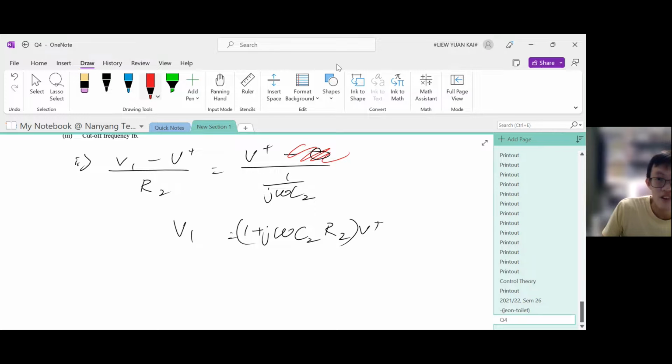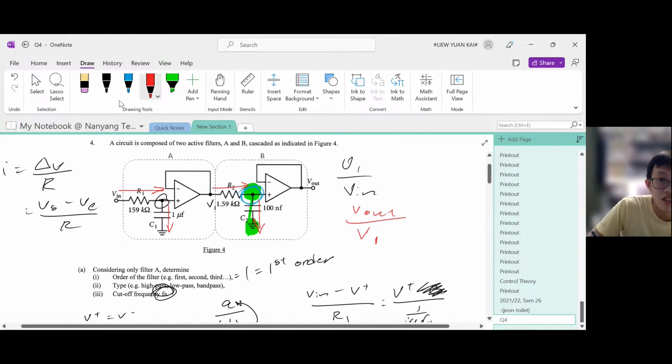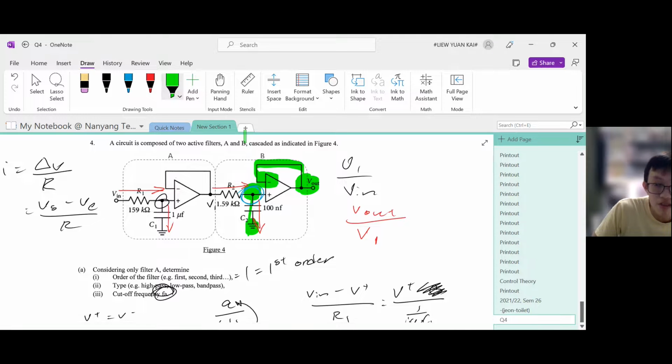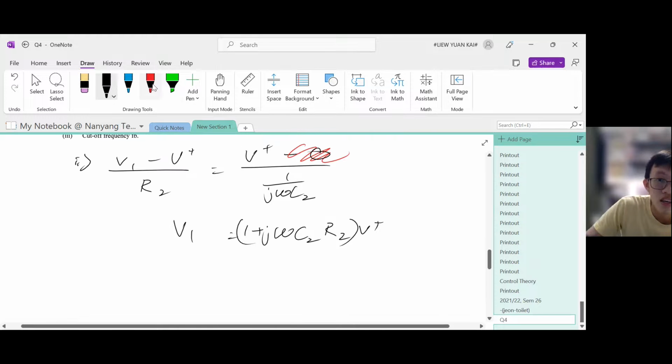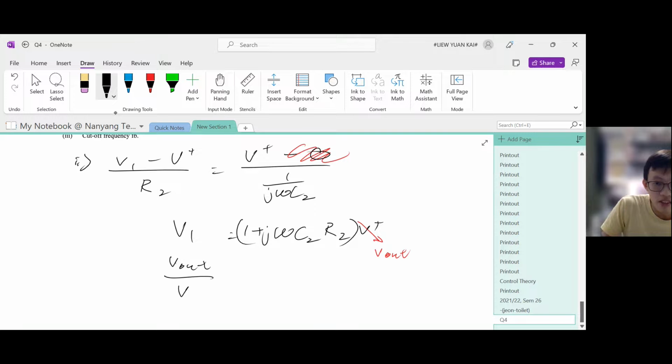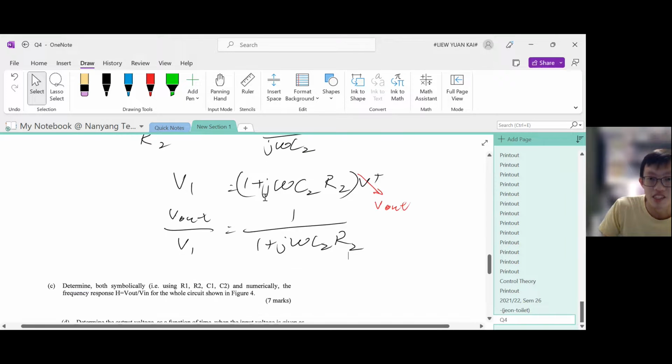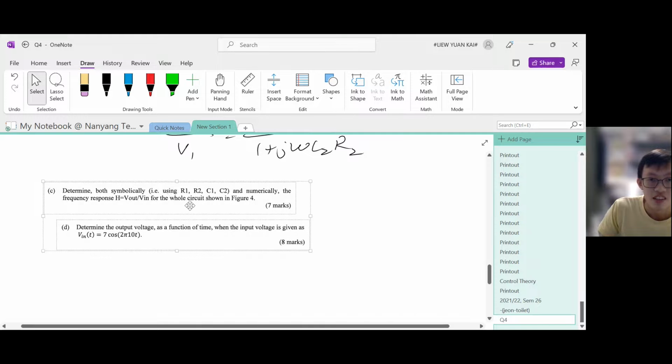Then we know from the diagram that V out is nothing but V minus, and we know V minus is equal to V plus. So wherever we see V plus, we can equate it to V out. I change this to V out. Now I make V out over V1 the subject, and I get 1 over 1 plus j omega C2 R2. It's actually pretty much the same as the first filter.